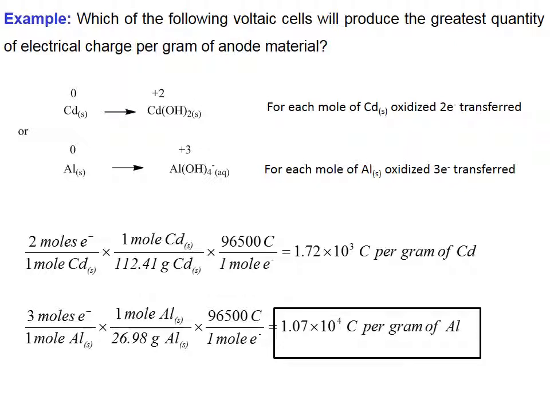Okay, so 3 moles of electrons per mole of aluminum. In 1 mole of aluminum, there are 26.98 grams. So this gets me moles of electrons per gram of aluminum, and then multiplying by Faraday's constant gets me coulombs per gram of aluminum. So moles of electrons cancel out, moles of aluminum cancel out, leaving me with coulombs per gram of aluminum.